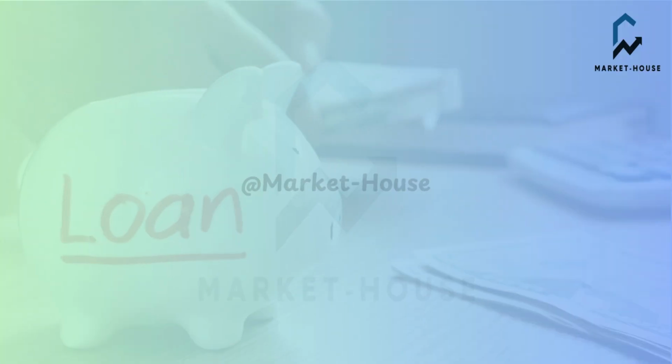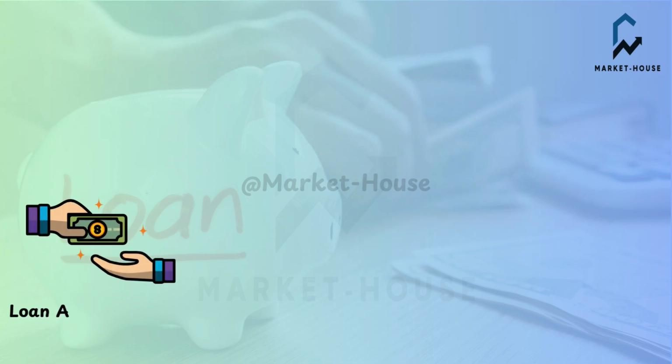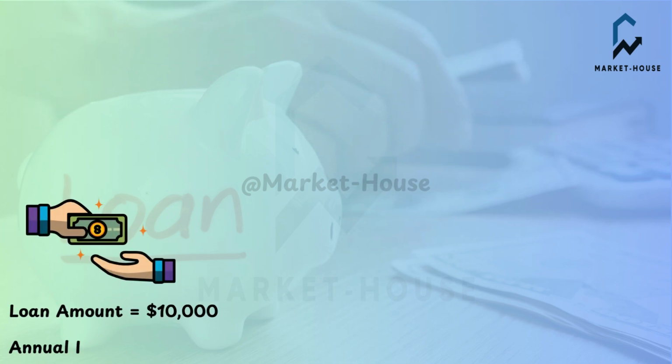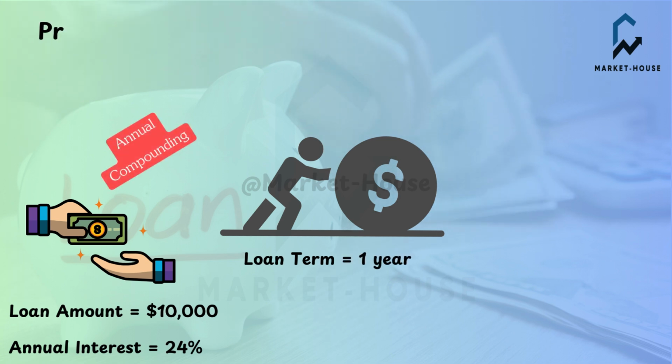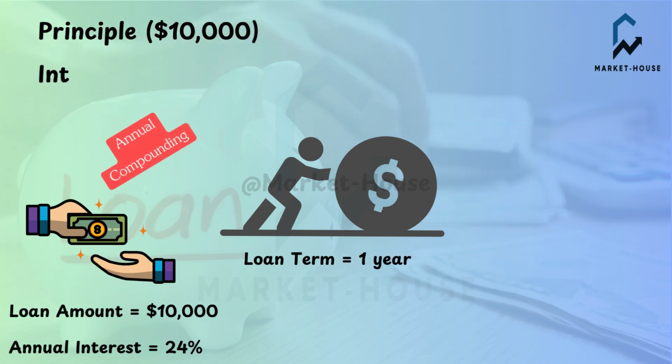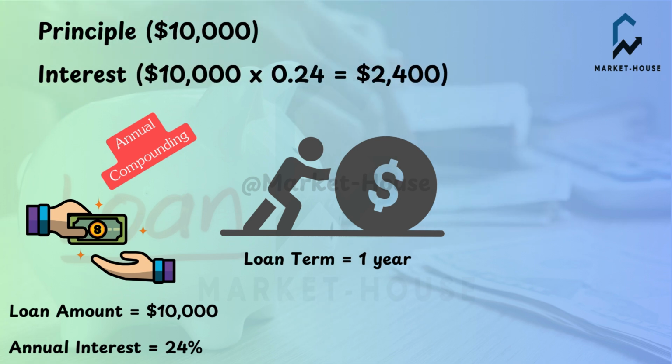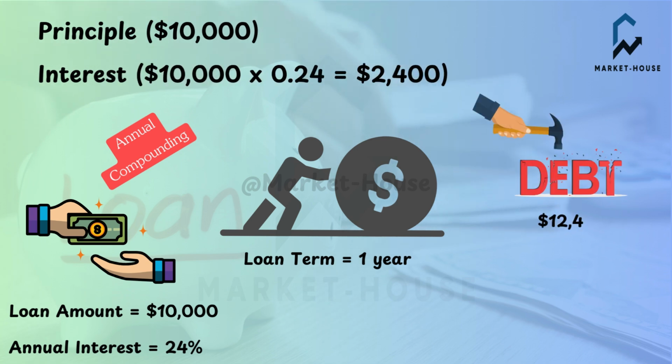Let's break it down with an example. Imagine you borrow $10,000 at 24% annual interest, planning to pay it back after 1 year. If the interest is compounded just once at the end of the year, you'll owe the principal of $10,000 plus the interest of $2,400. So you owe the total of $12,400. Simple, right? But now, let's see what happens with semi-annual and monthly compounding.